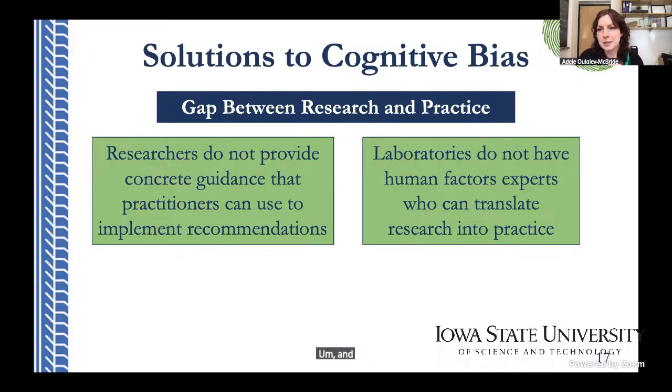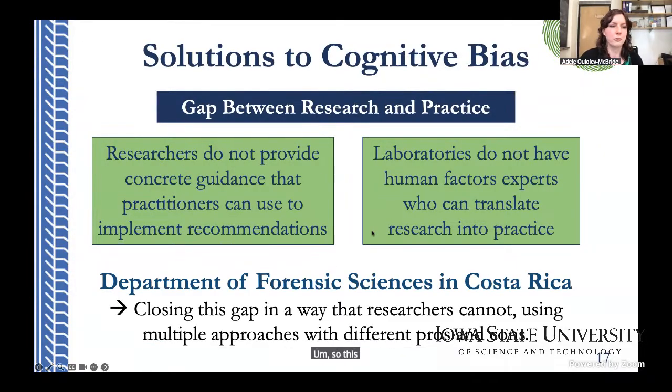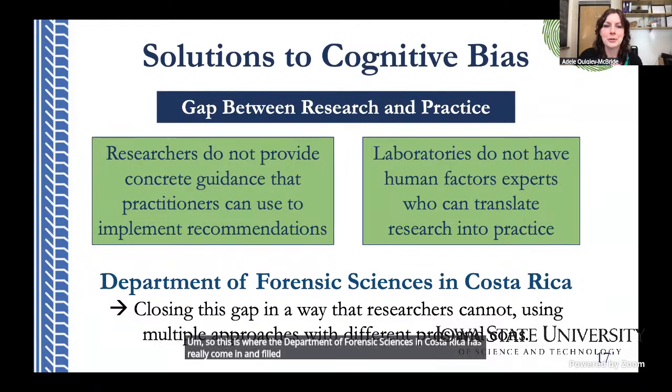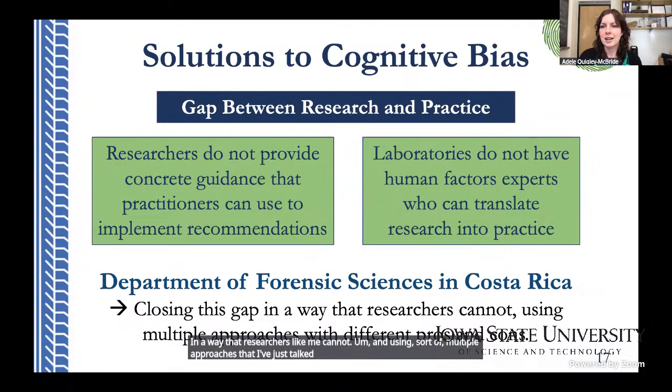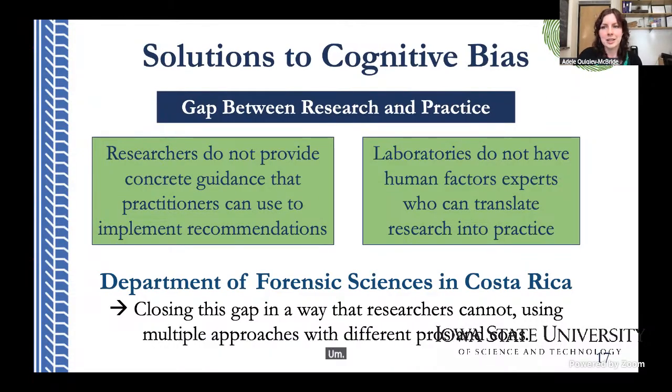And then laboratories typically don't have human factors experts on staff to help them translate the research that we publish into practice. So this is where the Department of Forensic Sciences in Costa Rica has really come in and filled that gap. They're closing this gap in a way that researchers like me cannot, using multiple approaches that I've just talked about that have different pros and cons, and figuring out how to do that in the best way possible. So I'm really excited now to hand over to Carolina.